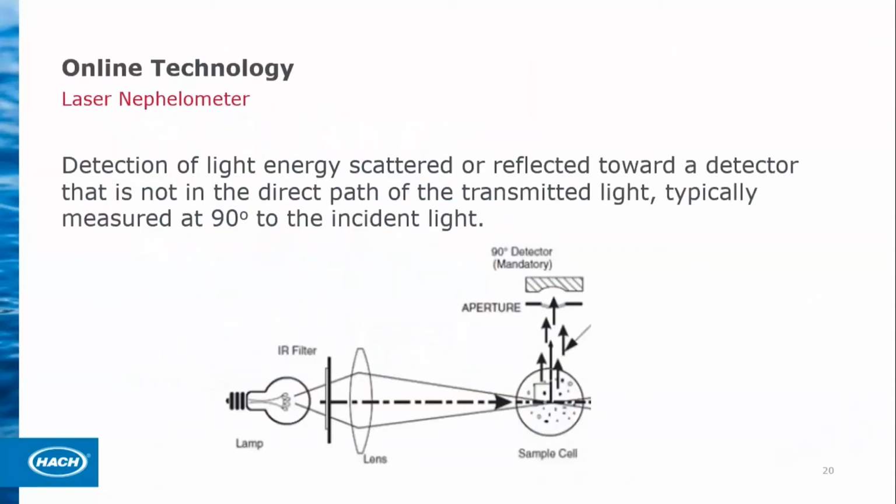So now I want to move on to talking about online technology. This is really the way to go. This is how you are going to know what's going on in your process all the time and see what's happening with iron. One of the ways we found we can do this is with a laser nephelometer. It's a very inexpensive, very maintenance-free method, unlike a lot of those other technologies that I listed.